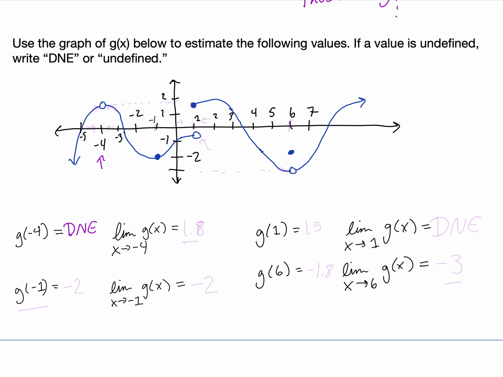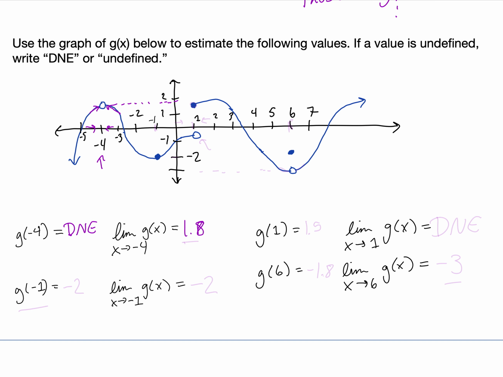How about the limit as x approaches negative 4 of g of x? Well, yes, as x gets close to negative 4 from either side, the function value is approaching one thing. So we are approaching one value. And what is that value? This is not incredibly precise, but let's just say it's 1.8. If you said 2, that's fine, 1.8, something like that.